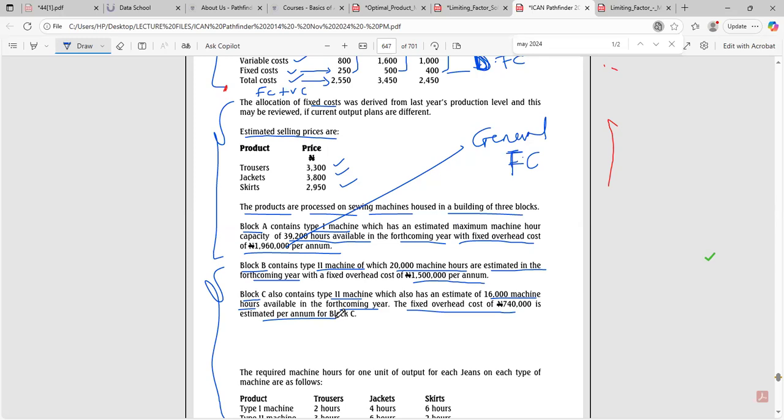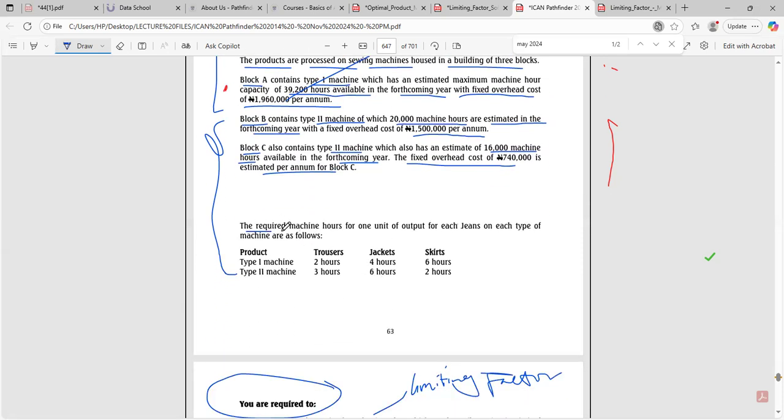Now, technically, they have not told you that machine is a limiting factor. But because they are spending more time talking about machines, it means that machine is actually the limiting factor. For them to be giving you the machine hours that are available, it means that machine is the limiting factor in this question. Look, they now went further. They've given you machine hours available, now they're giving you the machine hours required. So that should tell you commonsensically that machine is the limiting factor.